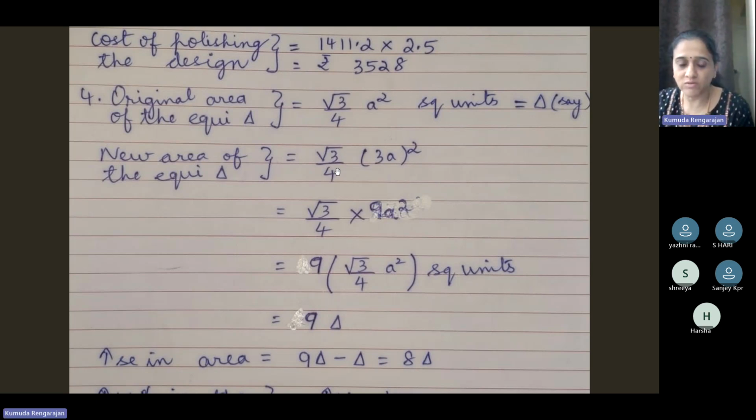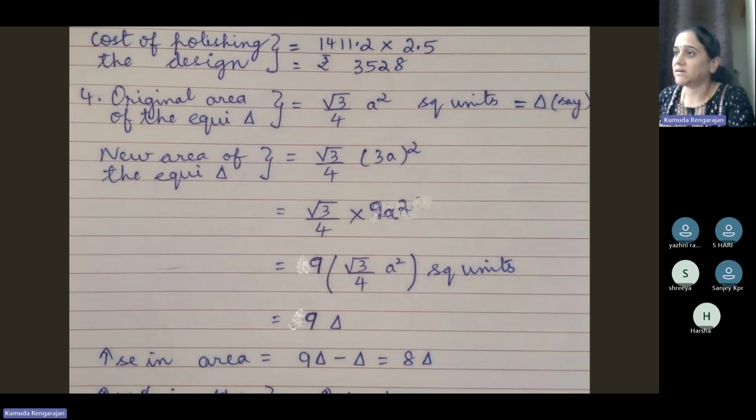See, children, the formula is √3/4 into side square. What's the new side? 3a. 3a the whole square. 3a into 3a is 9a square. Put the 9 outside and then √3/4 a square in the bracket. And so it's 9 delta because √3/4 a square is delta. So 9 delta. Okay, so when the side is a units, the area is delta. When the side is 3a units, the area is 9 delta.